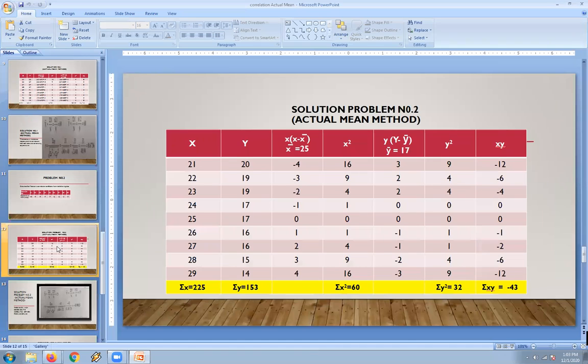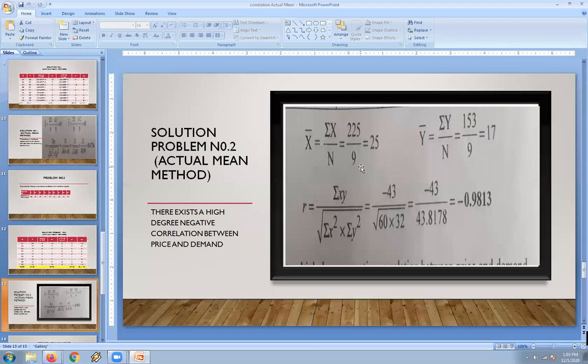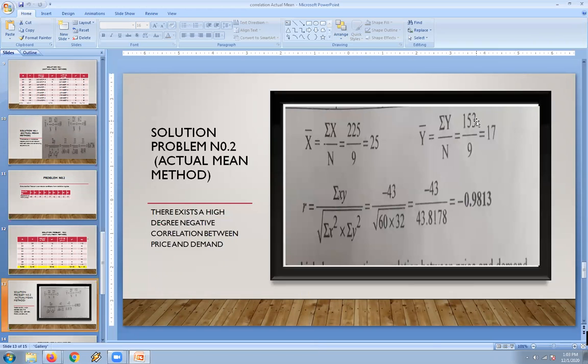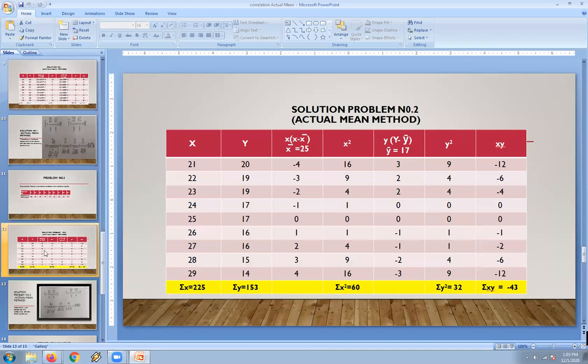So sigma x we have seen in this table, that is 225. Then the total number of items is 9. Then we will get the actual mean value, which is 25. In the same manner, sigma y value is 153. Then 153 divided by number of items 9, the value of y mean is 17. So with the help of these 25 and 17, we need to do the deviations.